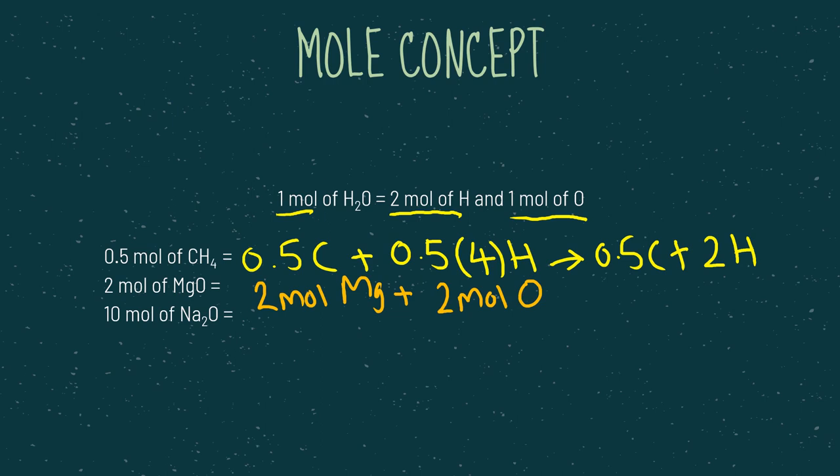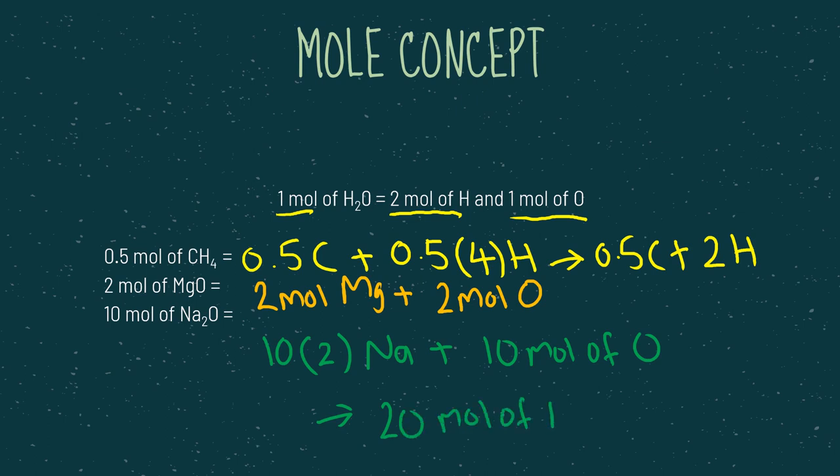And last but not least, we have 10 mole of sodium oxide. So there'll be 10 times 2 Na's plus 10 mole of O. So this will give us 20 mole of Na plus 10 mole of O. So this is something that you need to understand before we dive into a more difficult problem.